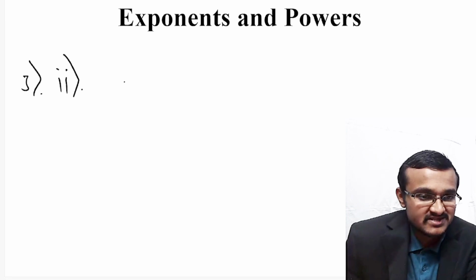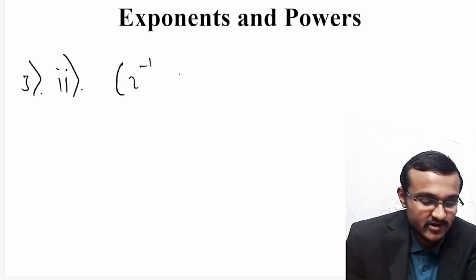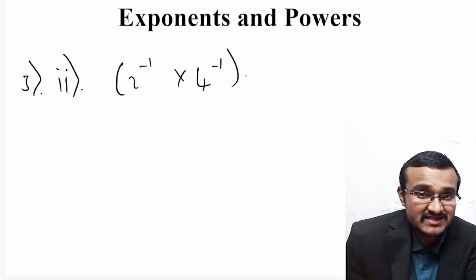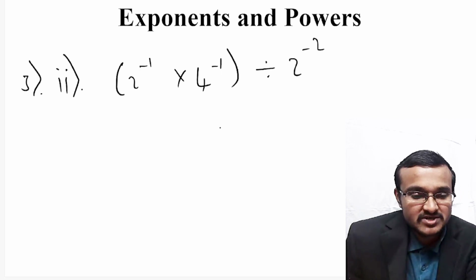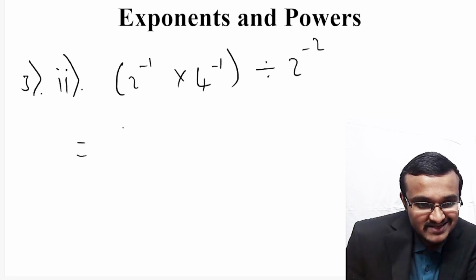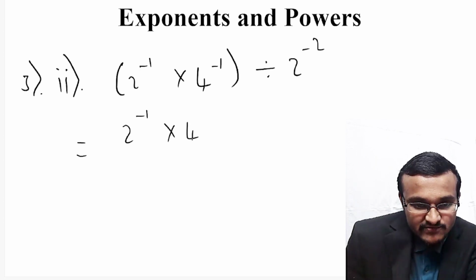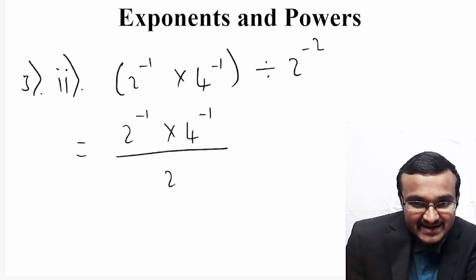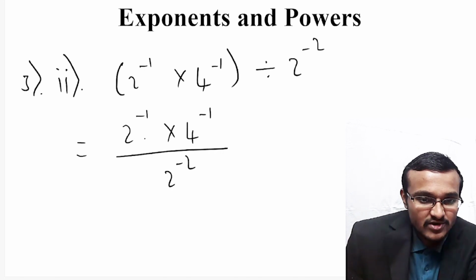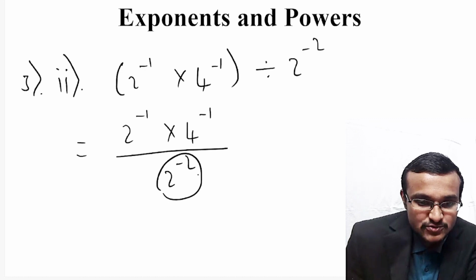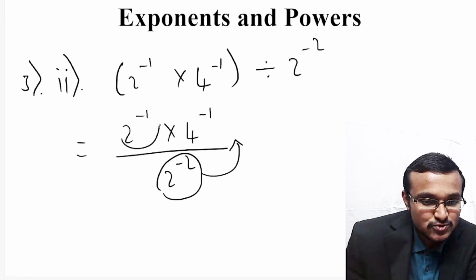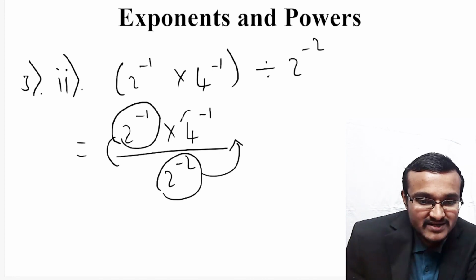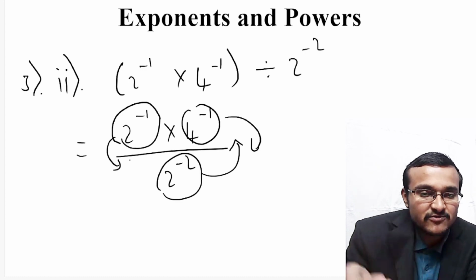Coming to the second question in this third question, they have given 2 power minus 1 into 4 power minus 1 in the bracket. Outside the bracket it is divided by 2 power minus 2. So now this can be written as 2 power minus 1 into 4 power minus 1 divided by 2 power minus 2. Now you can bring this 2 power minus 2 to the numerator, so it will become 2 power plus 2. And this 2 power minus 1 you can bring to the denominator, and this 4 power minus 1 you can bring to the denominator. So it will become 2 power plus 1, 4 power plus 1.